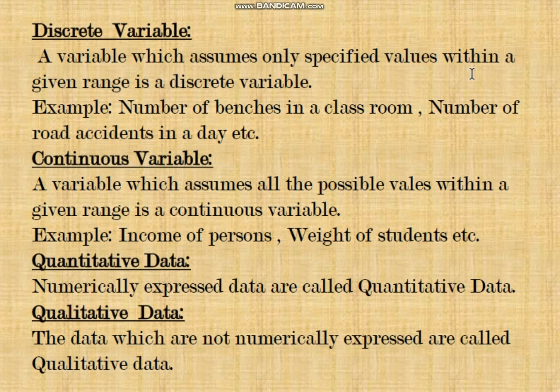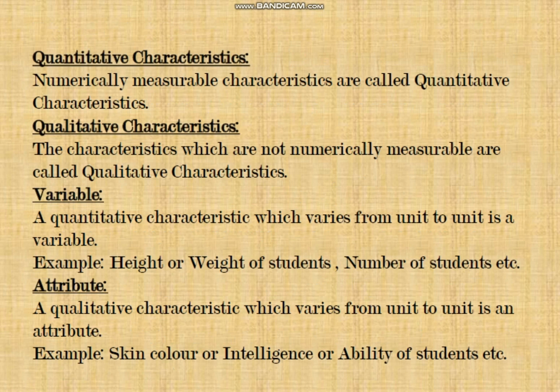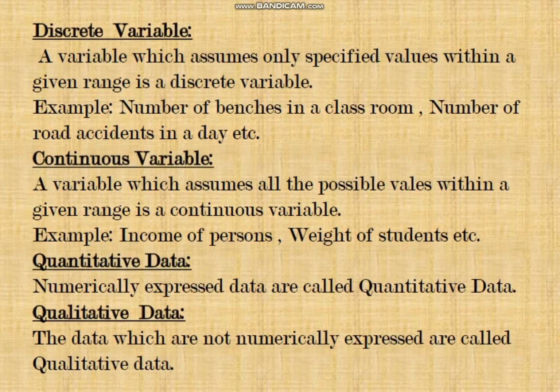So in the last class we learned some definitions regarding the population, types of population, sample, what is a quantitative characteristic, what is a qualitative characteristic, and what is a variable and what is an attribute. So next let's look at the types of variables. Here we have two types of variables: one is discrete variable, another one is continuous variable. Let us look at discrete variable first.